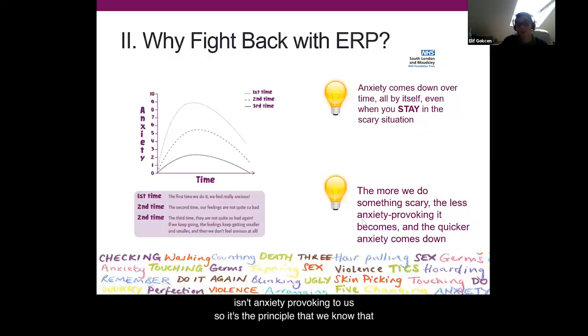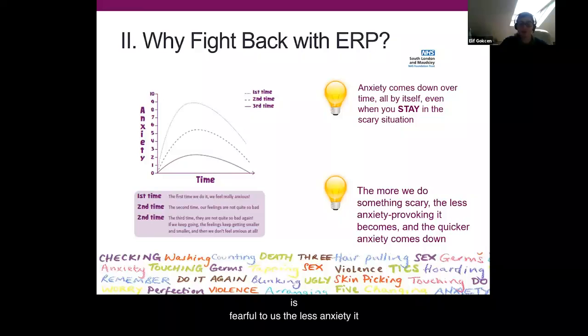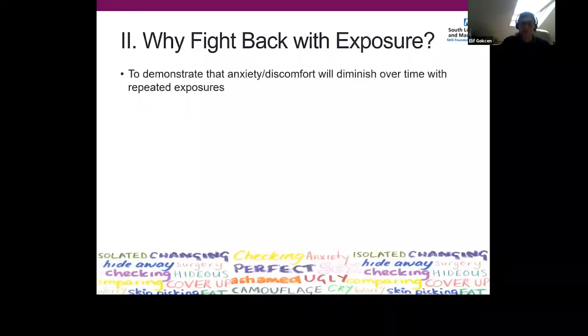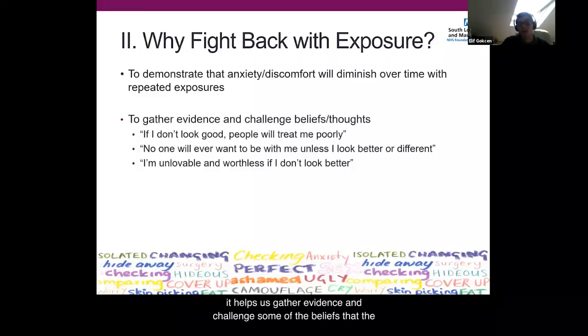So it's the principle that anxiety comes down over time all by itself, even when we stay in the situation. And the more we do something that is fearful to us, the less anxiety provoking it becomes, and anxiety comes down much quicker. So fighting back with ERP means that we have the opportunity to demonstrate that anxiety and that discomfort can come down over time. It helps us gather evidence and challenge some of the beliefs that the young person might hold about appearance. So beliefs around no one will want to talk to me unless I look better or I look different, for example.